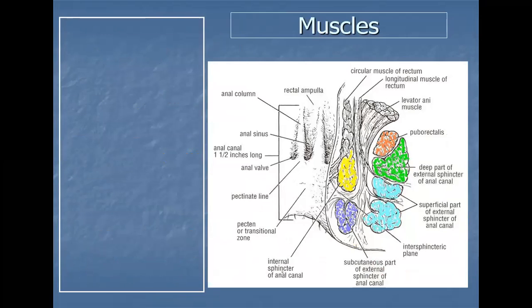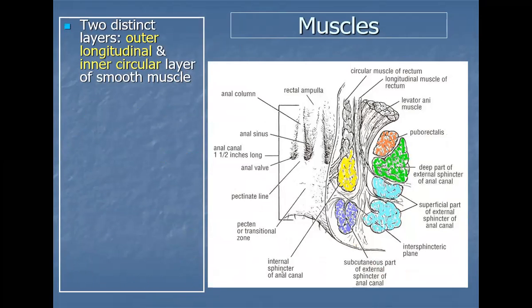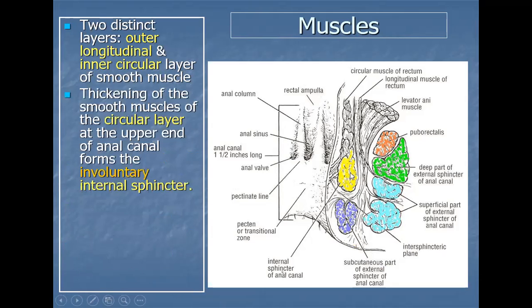Coming to the muscles, what are the muscles which are covering the anal canal? Two distinct layers: there is an outer longitudinal as well as an inner circular layer. Just like in other parts of the gut wall, there will be inner circular and outer longitudinal. But here they are specialized. We'll see how. The thickening of the smooth muscle of the inner circular layer at the upper end of the anal canal forms the involuntary internal sphincter.